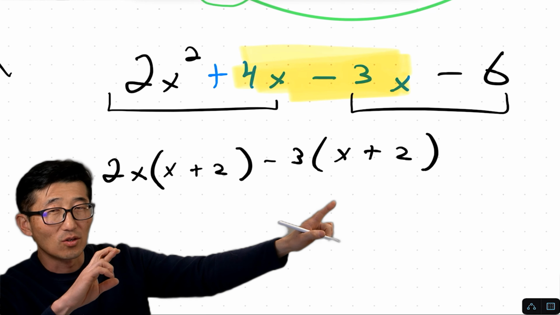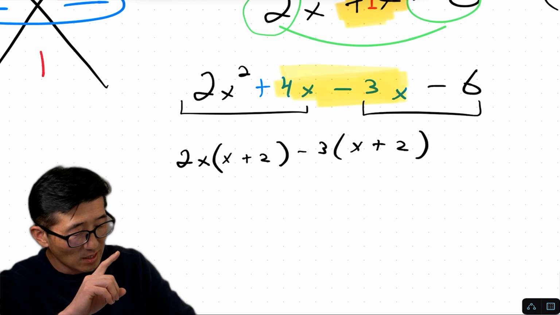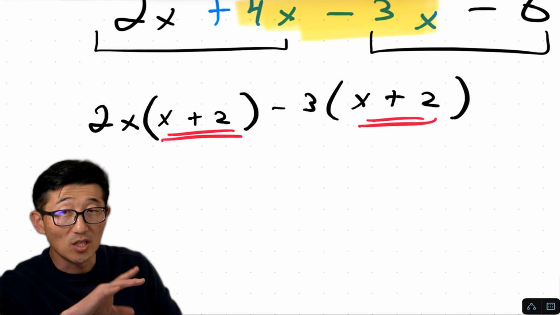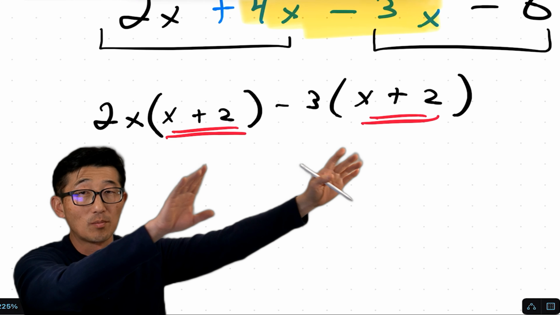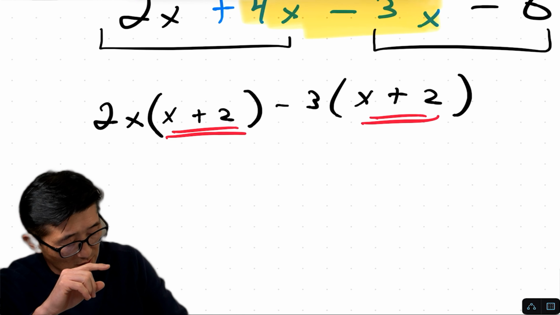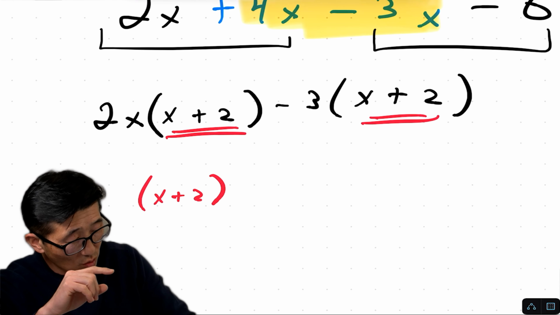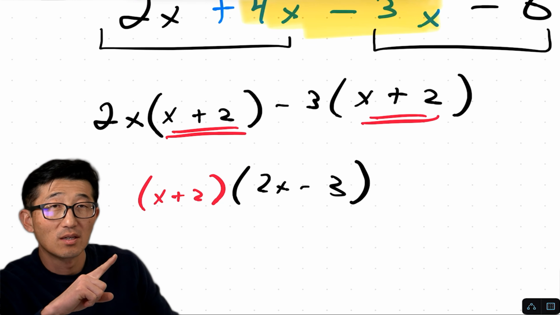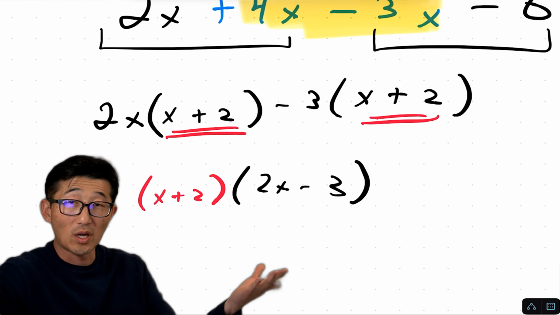Yeah, I see it. Okay, now you know you're doing this right if these two guys are exactly what? Equal. Now you can factor those two from both groups and it'll look like this: x plus 2 times 2x minus 3. Do you see that? Yeah. There you go. So now we factored it.